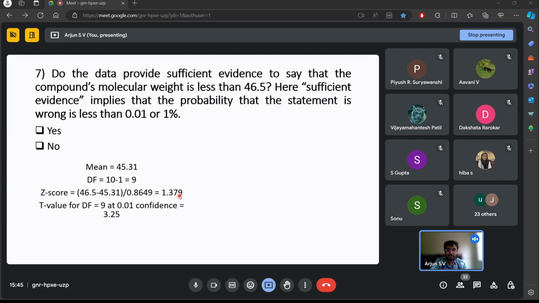If you check the t table for degrees of freedom 9, that is 10 minus 1, and at 0.01, because we want a confidence of 0.01, we get a t value of 3.25. Obviously the t value we have is within 3.25. So whatever molecular weight we are proposing, 46.5, it will not suffice; it will be greater than 46.5. Therefore your answer will be no.